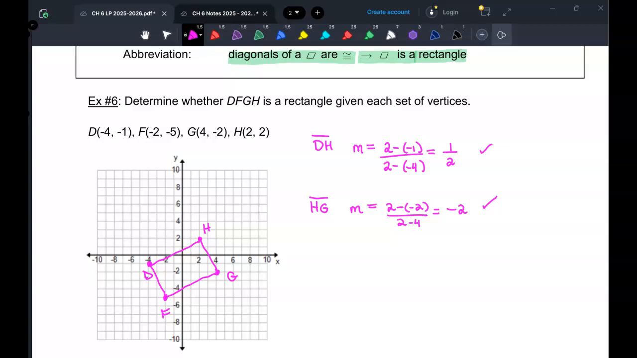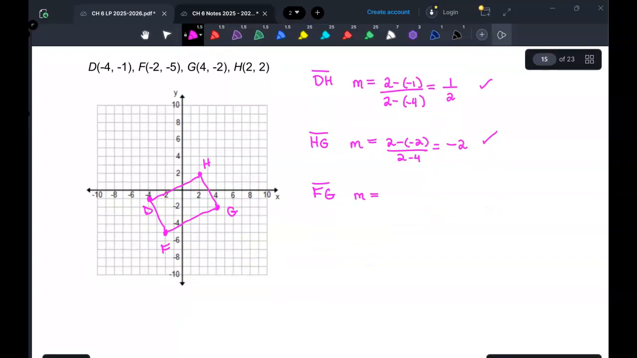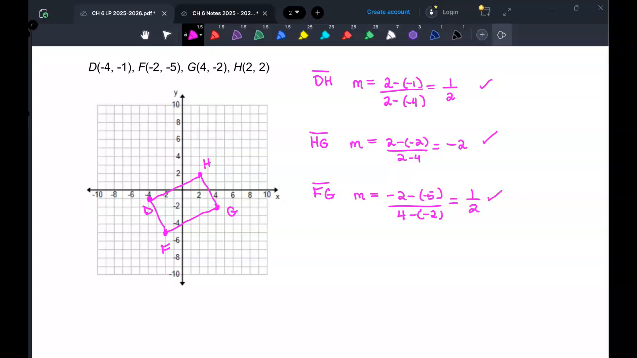Then when I do FG, what should I get? I should get 1/2. So let's double check. FG, so I'll have -2 minus -5 over 4 minus -2. Cool, 3/6. Okay, and then DF, what should I get? I should get -2. So -5 minus -1 over -2 minus -4.